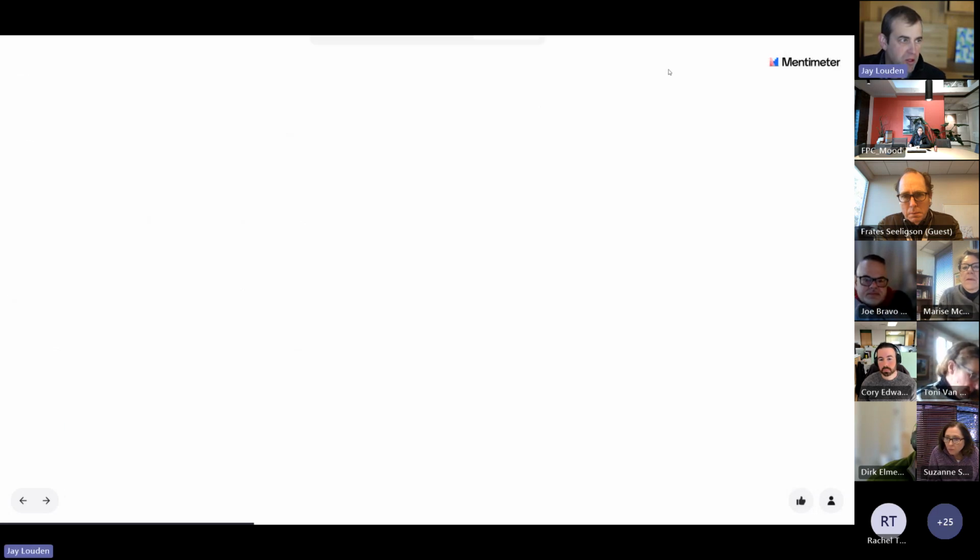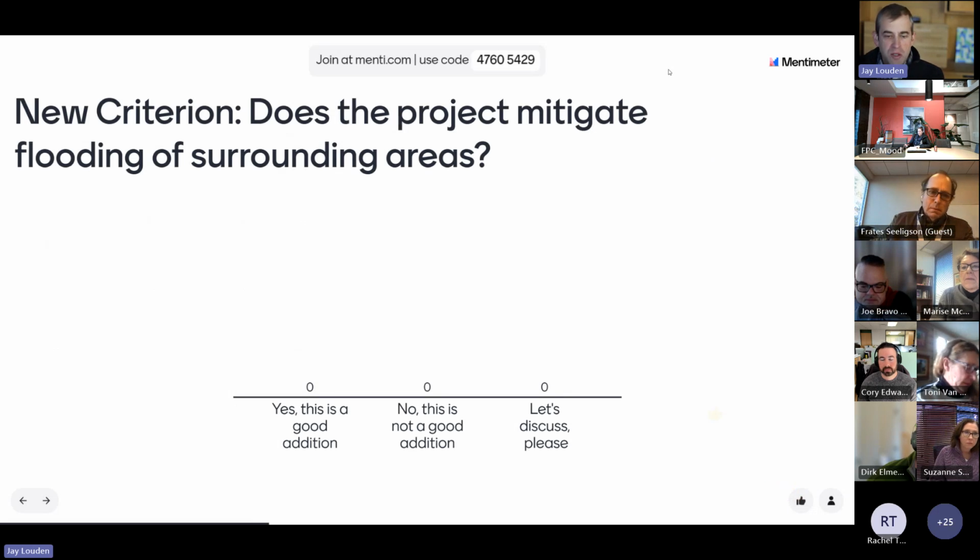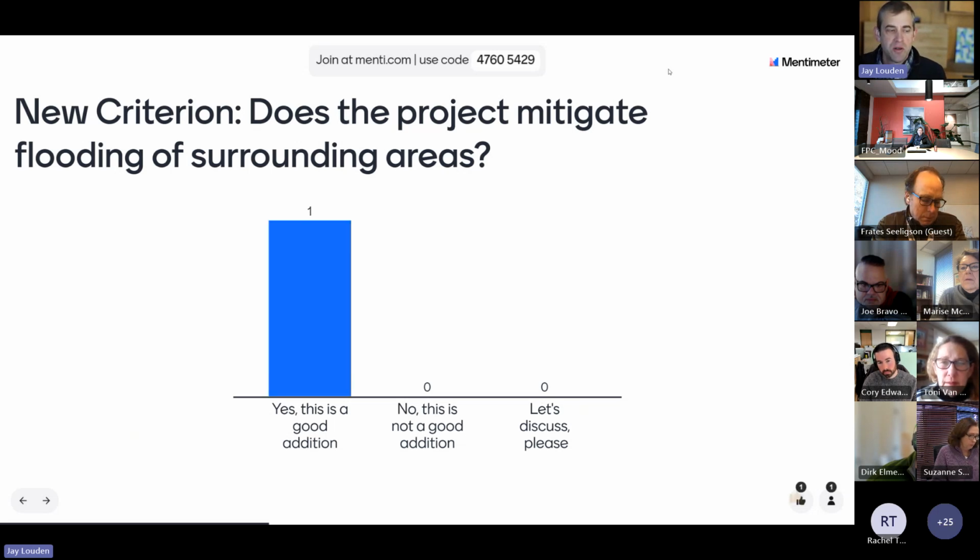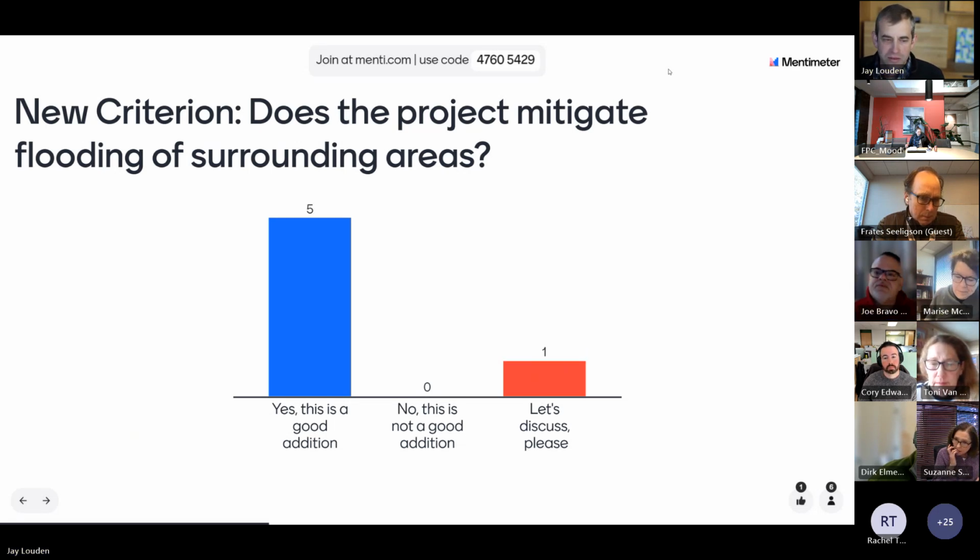Okay, keep going. So this is a new criterion for the river. Does the project mitigate flooding of surrounding areas? So yes, this is a good addition. No, it's not. And let's go ahead and discuss. This is Derek. That's mine.